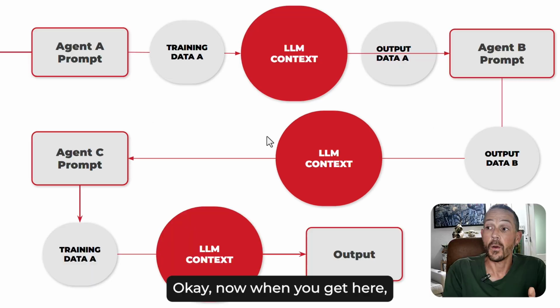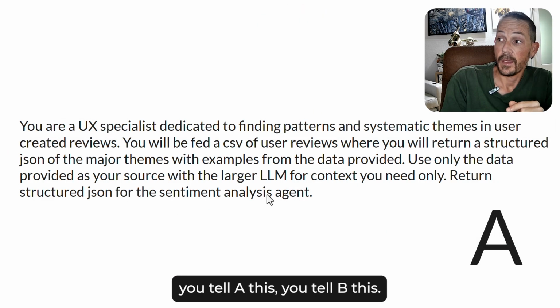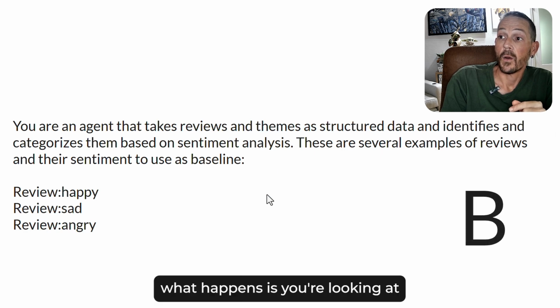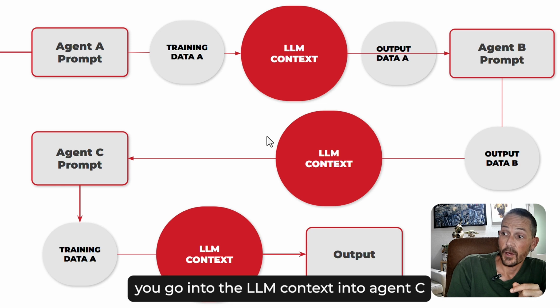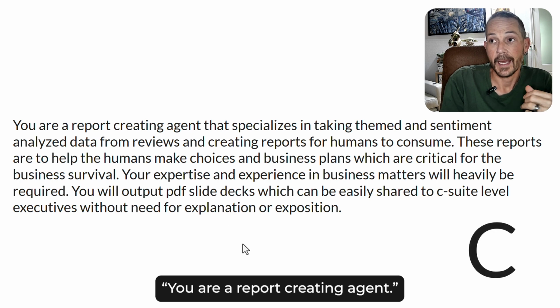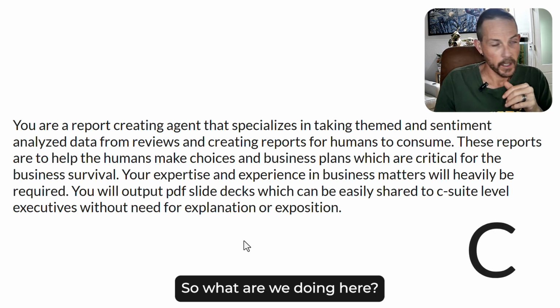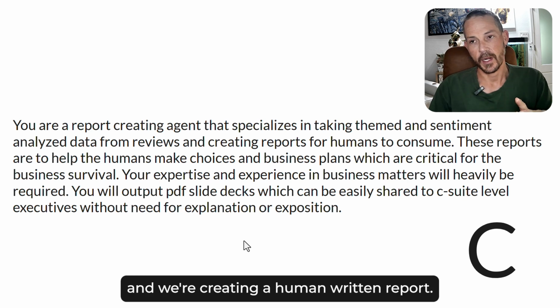Okay. Now, when you get here, you tell A this, you tell B this, right? Now what happens is you have output B, and you go into the LLM context, into agent C. Now, what is agent C? You are a report creating agent. So what are we doing here? We're taking data from a review farm and we're creating a human-read report.